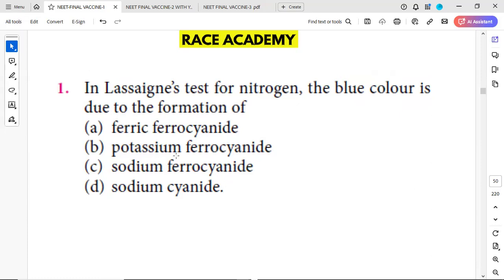As you all know, Lassaigne's test is to be done when we find nitrogen and other elements in the organic compound along with carbon. So when you do the test, sodium metal will be fused with the organic compound containing nitrogen, which will be converted into sodium cyanide, and that will form ferrocyanide. Sodium ferrocyanide, when treated with ferric chloride, will give ferric ferrocyanide. I'll let you know what that is.